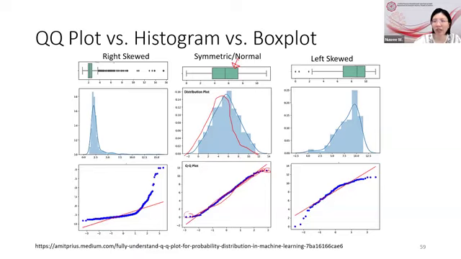If we have right skew like this, this is right skew, we have this shape of the QQ plot. If it is left skew, we have this shape of the QQ plot.